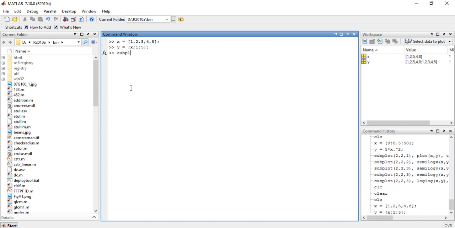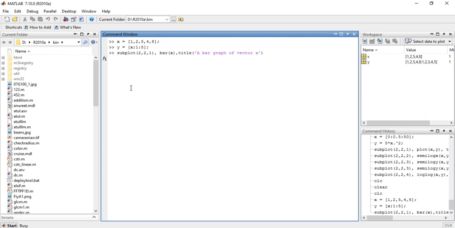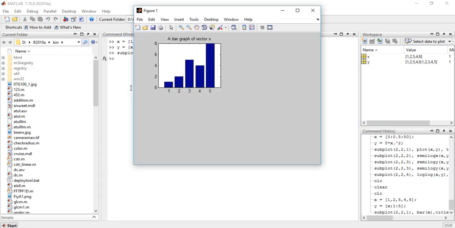Next is subplot 2, 2, 1, bar x. The bar x command is used to draw the bar graph. I'm going to give the title as a bar graph of vector x. So this is the bar graph of vector x.